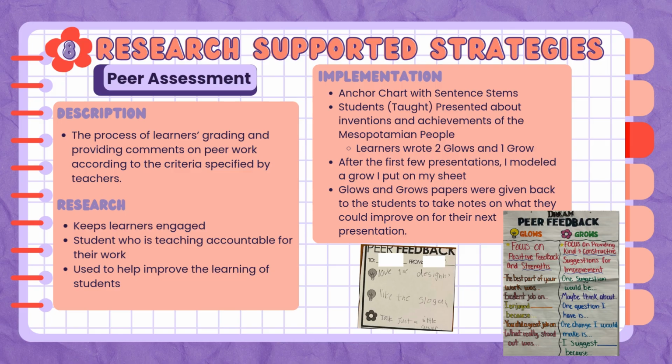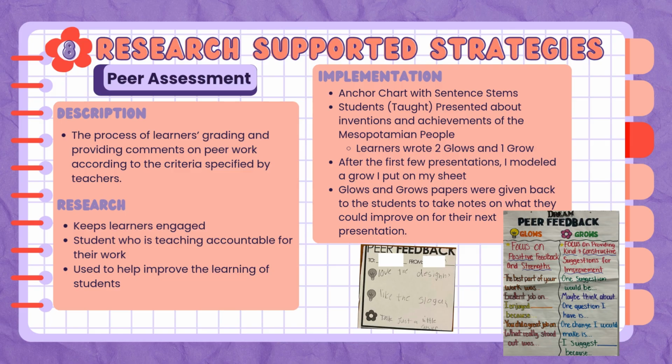And the glows and grows is what I did for this strategy. This helped keep learners engaged as well as the student who is teaching accountable for their work. They used this to improve the learning of students. To implement this, I first made an anchor chart with sentence stems that students could use. Here is an example of that.